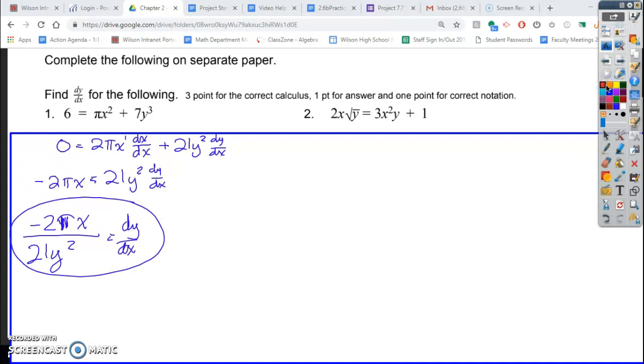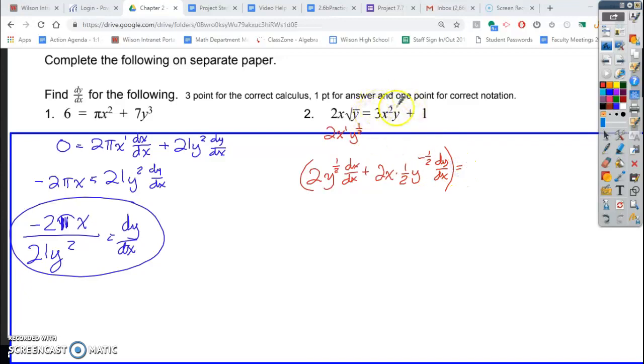Okay, here we go with number 2. Looks like we have product rule in a couple spots. So I'm going to think of this as 2 times x to the first times y to the half. I'm going to take the derivative of x first, which would be 2 times 1, which is 2, y to the half. Now I'm going to rewrite 2x times half, y to the negative half, and I took the derivative of y to get that, so that's dy/dx.